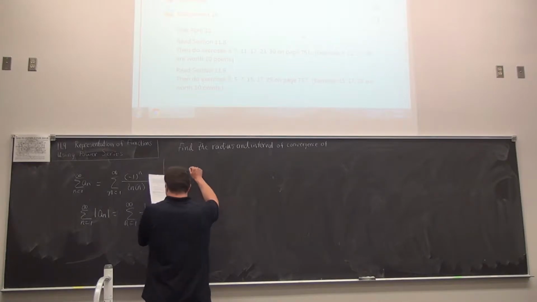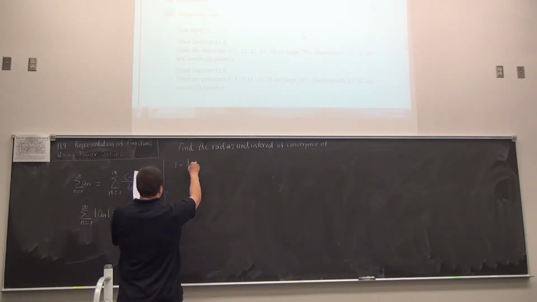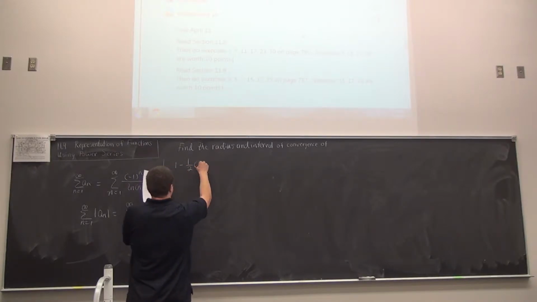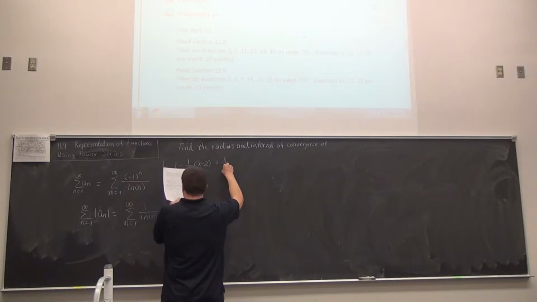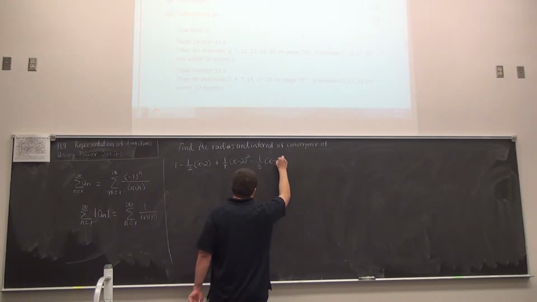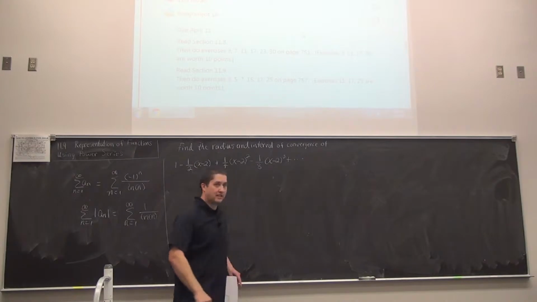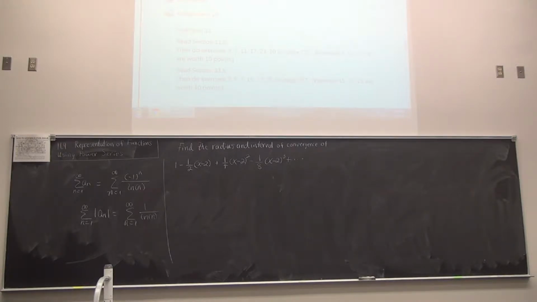Let's see here. 1 minus a half times x minus 2, plus a fourth times x minus 2 squared, minus an eighth times x minus 2 cubed, plus, and then dot, dot, dot to say, and so on. So that is our power series that we'd like to find the interval and radius of convergence.